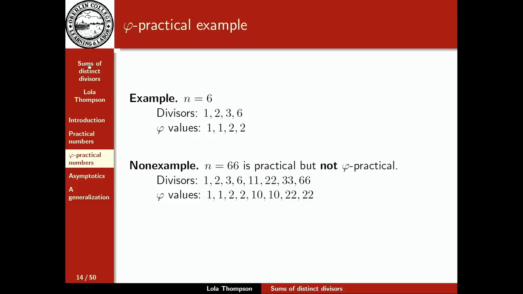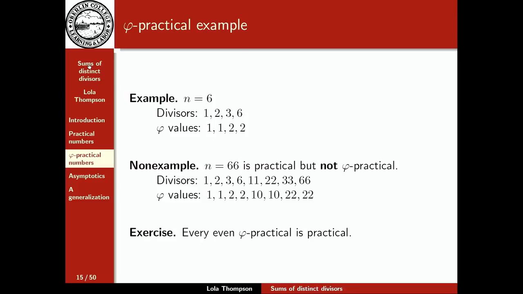As a non-example, we can see that 66 is, in fact, practical. So we can write all the numbers between 1 and 66 as sums of divisors of 66. And you can see that just by looking at that list of divisors. But it's not phi practical. We're missing 7, for example, among the totient values. We can't write 7 in any way with those totient values I've listed.